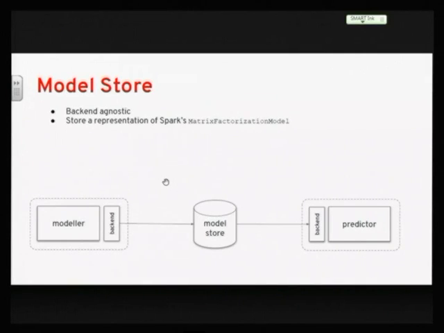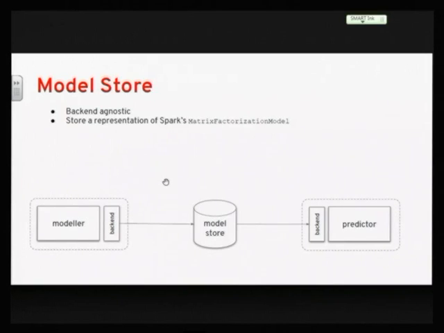The other storage component, which is quite important, is the actual model store. The main role for the model store is to store the serialized Spark ALS models. The way the model store is consumed is that the modeler, after training, will serialize the ALS models to the model store, and the predictor will then just fetch a model from the model store and use it to perform the predictions.